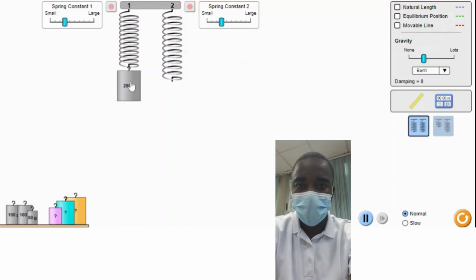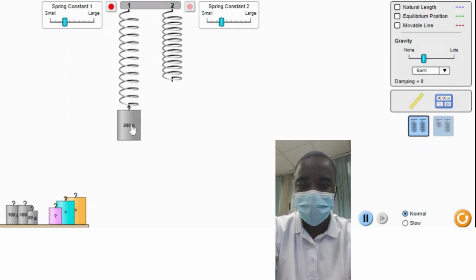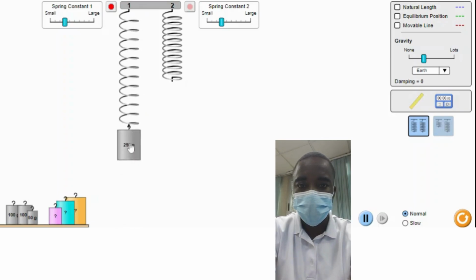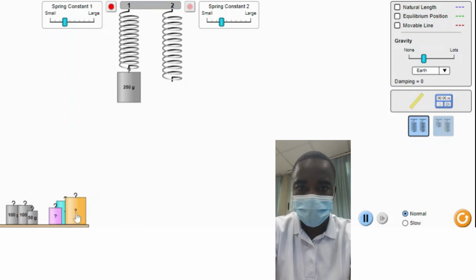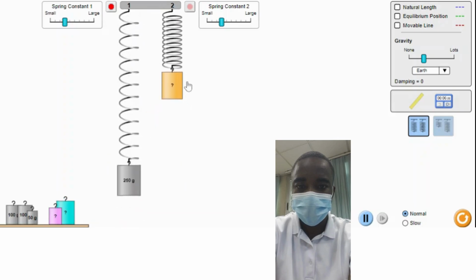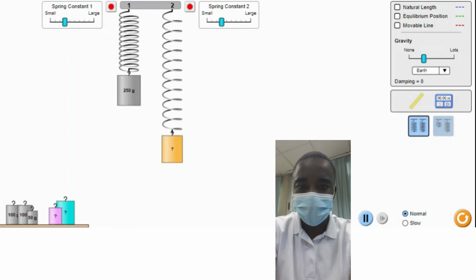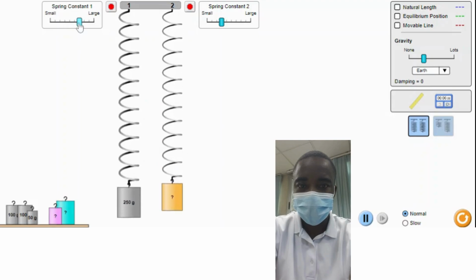The Masses and Springs simulation is an interactive educational tool designed to help students explore and understand the principles of oscillatory motion in mass spring systems. By providing a hands-on approach to investigating the factors that affect the period of oscillation, the simulation offers a comprehensive learning experience that covers fundamental concepts in physics.